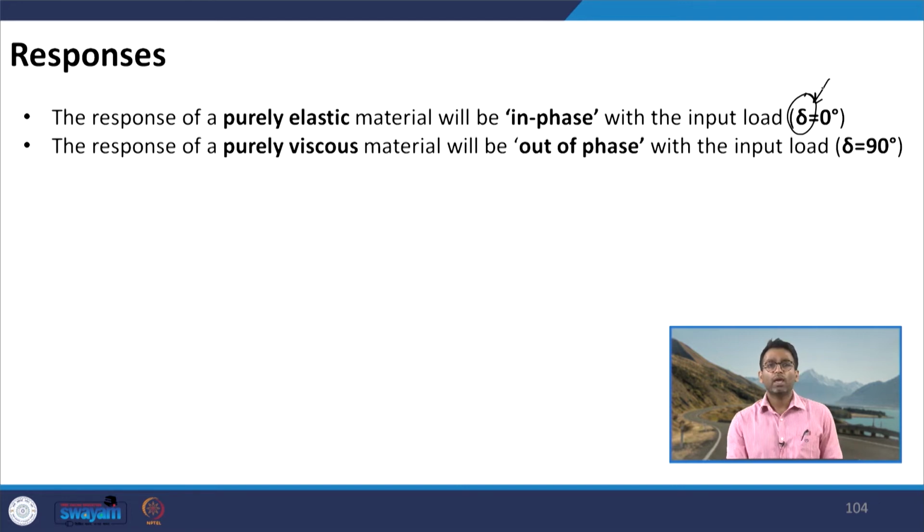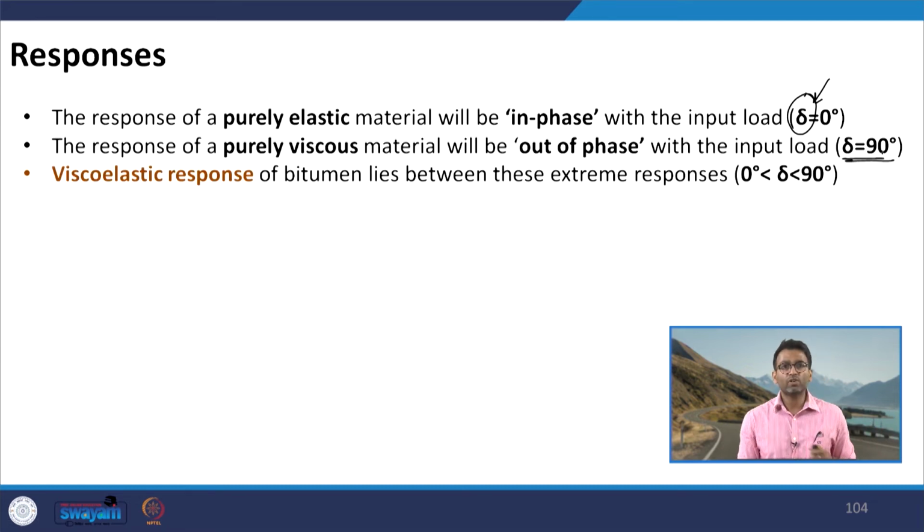Moving forward, if the response is purely viscous, let us say a purely viscous material, the response will be out of phase with the input load, and here this phase lag will be equal to 90 degrees. I will shortly tell you what this delta value means. What I am saying is that it is in phase or out of phase, and I am describing the phase corresponding to a terminology like delta, which I have told you is equal to 0 in case of an elastic material and 90 degrees in case of a viscous material.